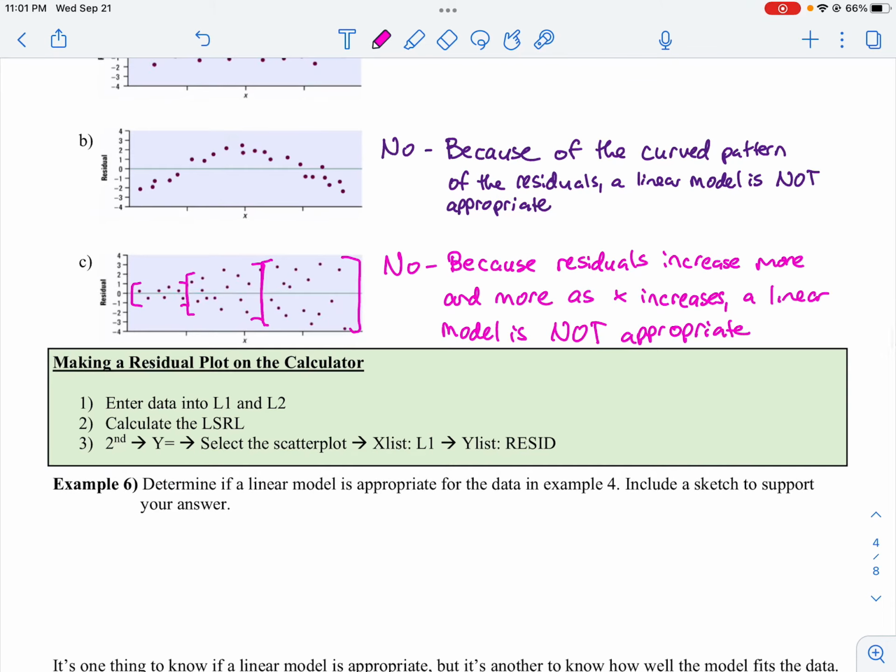As far as making a residual plot on your calculator, you have the ability to do this. So step one, you're going to enter your data into list 1 and list 2, which we've already done. You have to calculate your least squares regression line. The most common error that students make is that they don't calculate the least squares regression line.